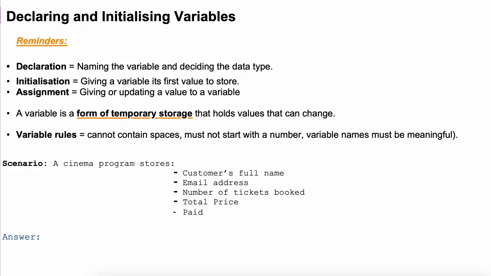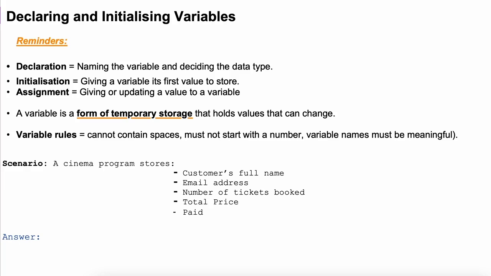What is a variable? If you remember, I always say picture it as a storage box, because it's a form of temporary storage that holds values that can be changed. And the rules for variables are, when we're creating a variable or the name of that storage, the name cannot contain spaces, must not start with a number, and must have a meaningful name.